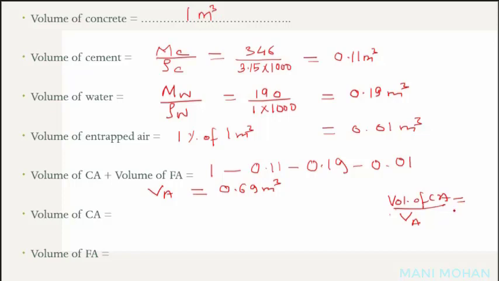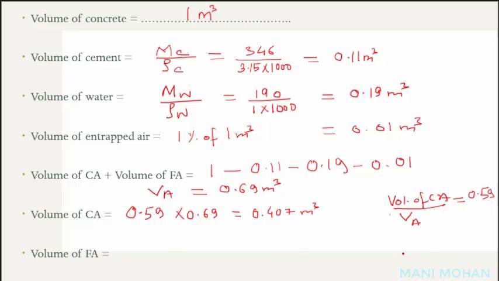From the previous calculation for fraction volume of coarse aggregate, we have this as 0.59. So can you compute what is the volume of coarse aggregate? It will be 0.59 into volume of total aggregate. So I can write here 0.59 into 0.69. So this gives me the volume of coarse aggregate for 1 meter cube of concrete. This comes out to be 0.407 meter cube.